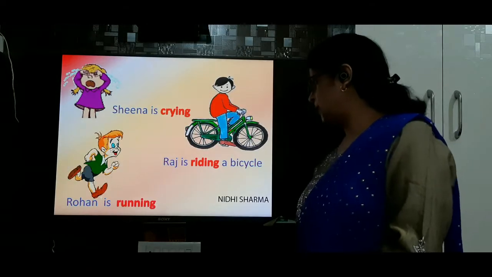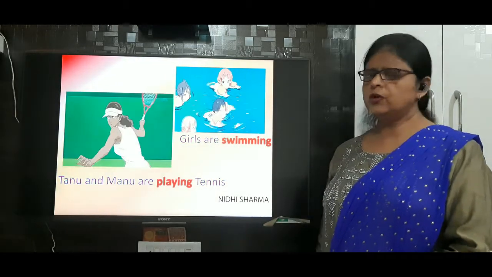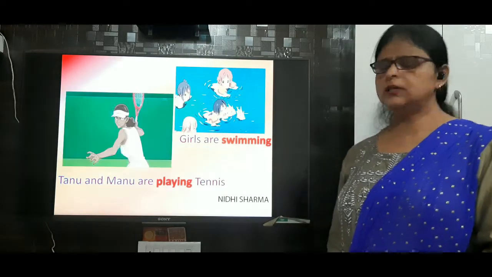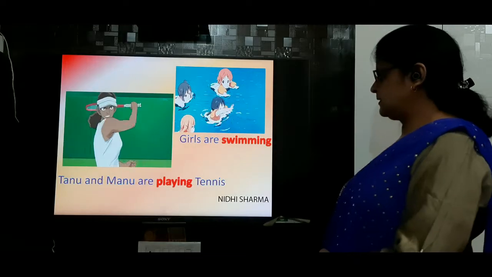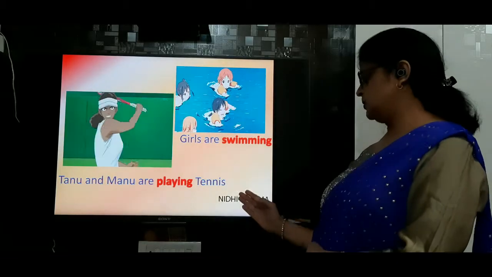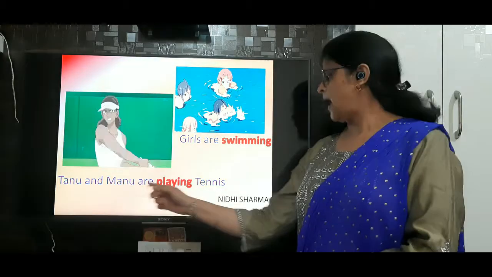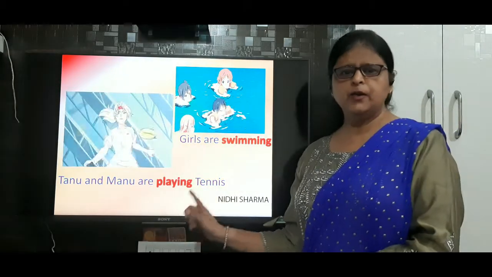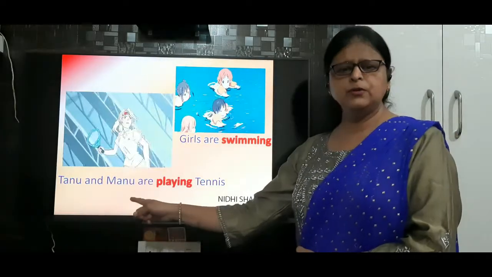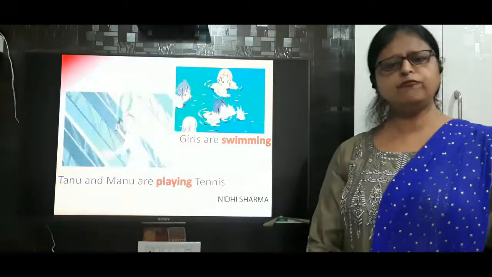Now let's take some more examples. Girls are swimming. In this sentence, swimming is the verb and the action of swimming is done by girls. So the girls are the subject in this sentence and swimming is the verb. Now, Tanu and Manu are playing tennis. So here Tanu and Manu, these two girls, are the subject and playing is the verb, because the action here is playing and it is done by Tanu and Manu, who are doing the action of playing.